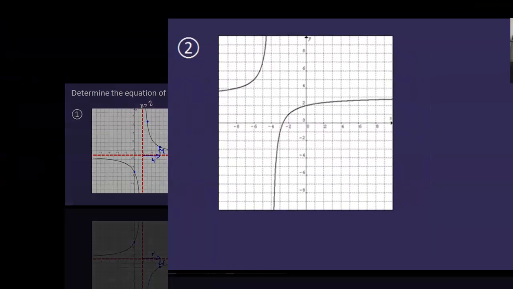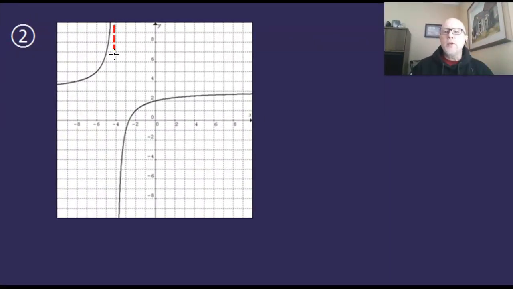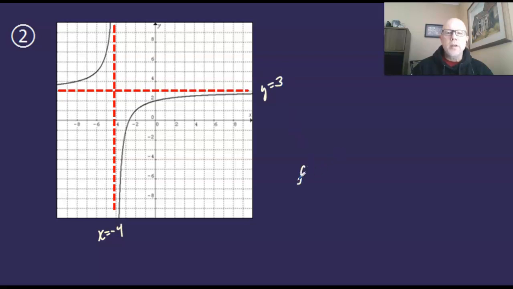Looking now at our final example, we draw in our asymptotes. For the vertical asymptote, we have x is equal to -4, and for the horizontal asymptote, it looks like it's y equal to 3. So then we'll write the equation f of x is equal to, write our fraction, into its denominator we'll have an x plus 4 in order to accommodate that restriction of -4, and a plus 3 at the end of the equation to accommodate that horizontal asymptote, the restriction on y.